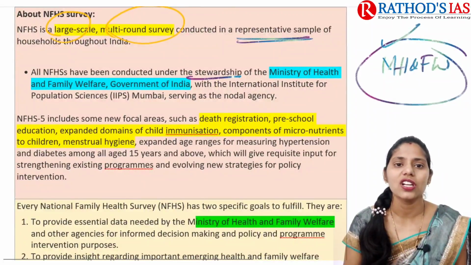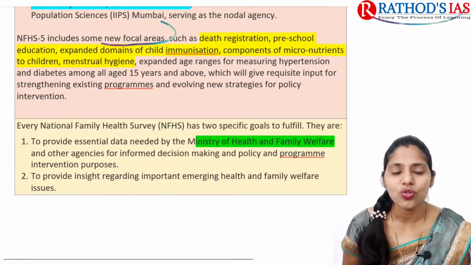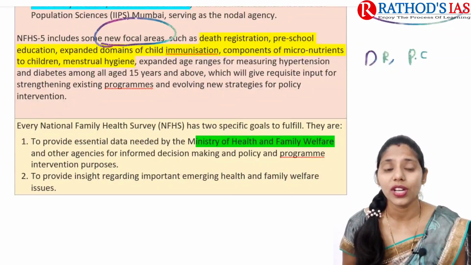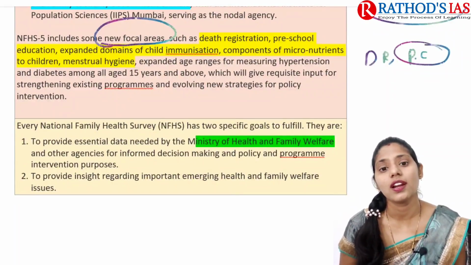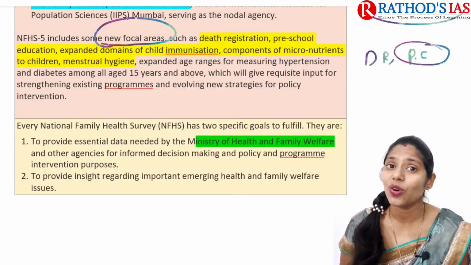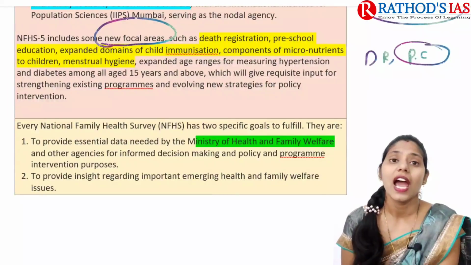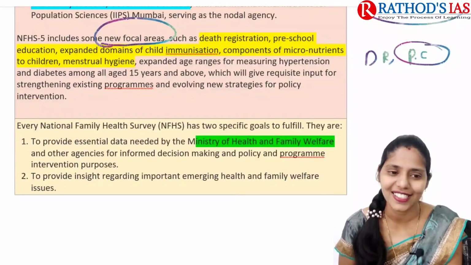And this National Family Health Survey 5 includes some new focal areas, for example death registration as well as preschool education, that is Anganwadis, and it also covers children's immunization and focuses on components of micronutrients for children and menstrual hygiene. So these are also included under this survey.